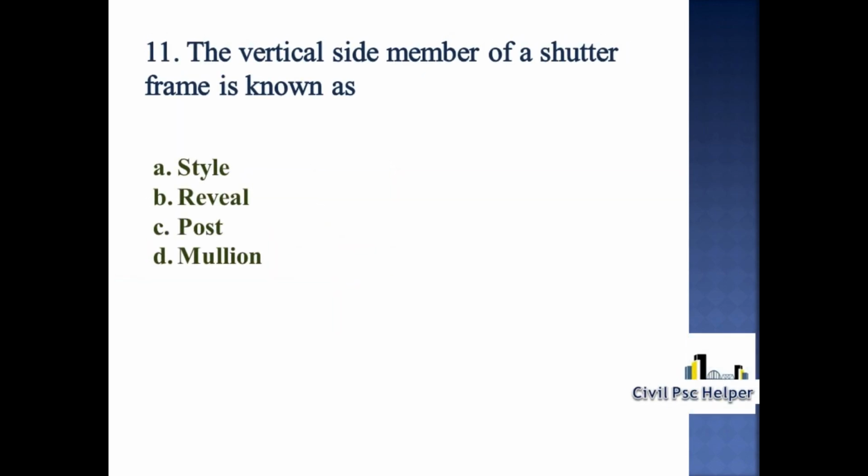11th question. The vertical side member of a shutter frame is known as? Option A stile, option B reveal, option C post, option D mullion. The vertical side member of a shutter frame is known as stile. Option A is correct.